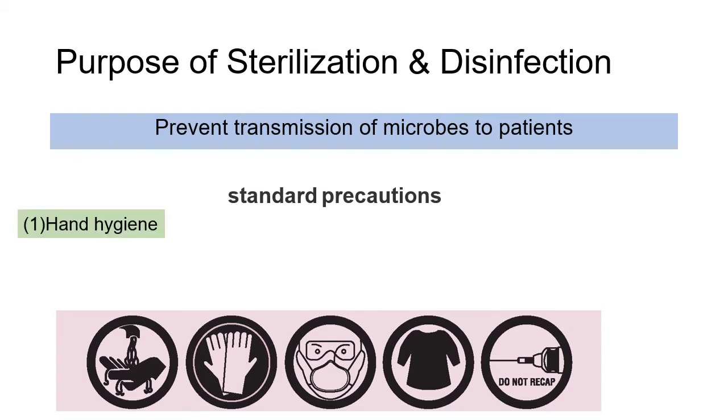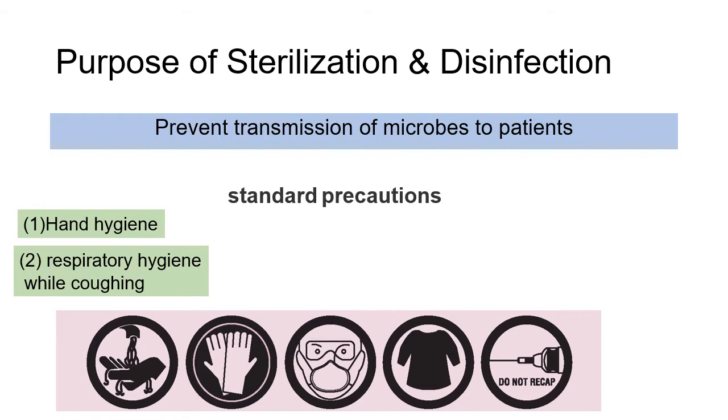In the standard precautions, we have, first of all, hand hygiene, hand hygiene, hand hygiene. I always emphasize this step. It's very, very important, and in my practicals, I usually demonstrate to students the steps of hand hygiene. I make sure that they wash their hands before and after coming to the lab. Second is respiratory hygiene while coughing, and you know the coughing etiquette, when you have to cover your mouth with your elbow while coughing.